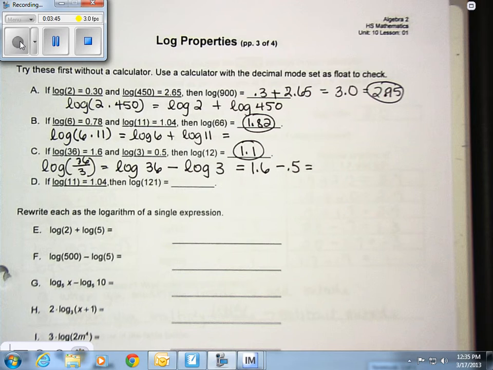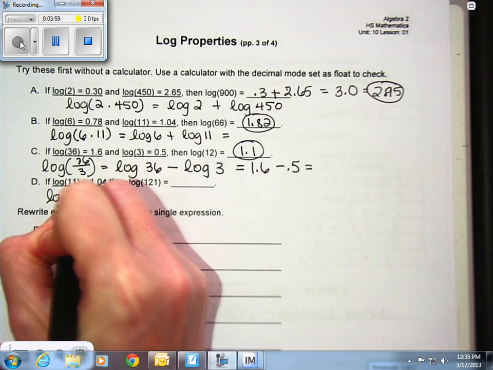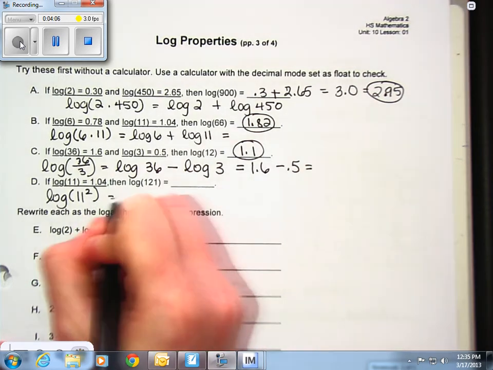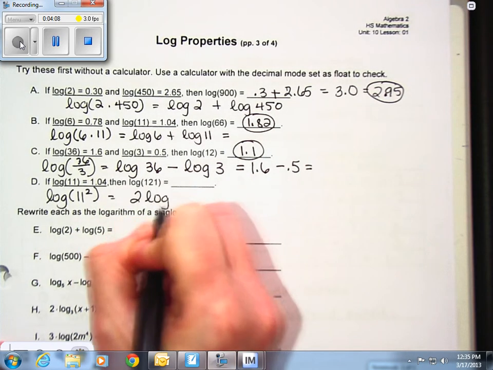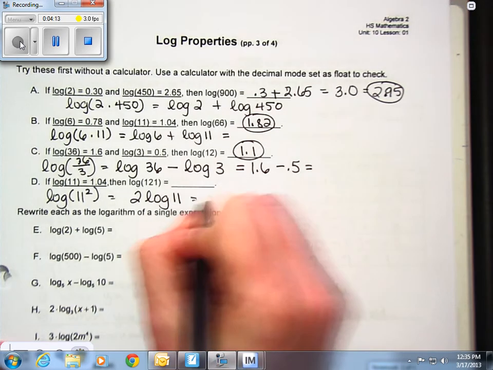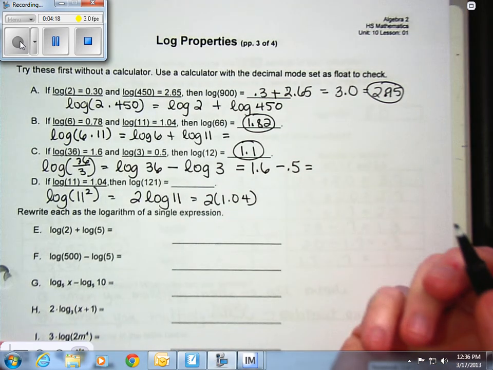Now if you look at D, it says if log of 11 is 1.04, find log of 121. Well, how do we get 121 from 11? Hopefully you recognize that 121 is 11 squared. So I could write that as 11 squared. Now I can use my power rule, which says if I have a power, I take the power and multiply it by the logarithm of the number. Well, log of 11 is 1.04, so I'm going to do 2 times 1.04, which is going to give me 2.08.